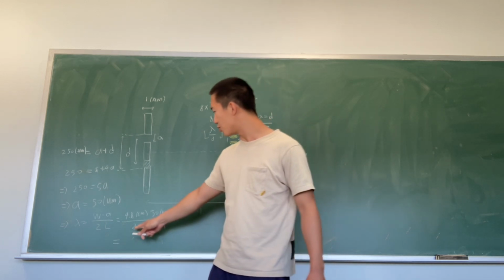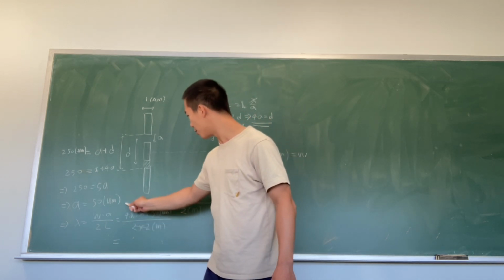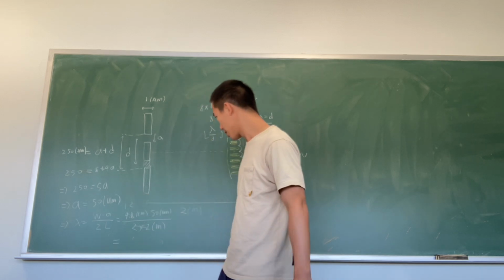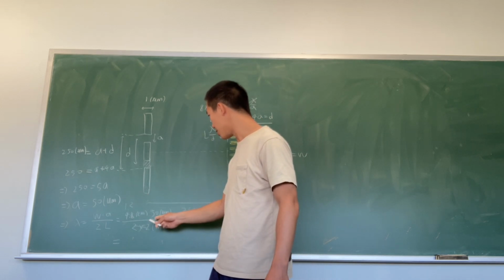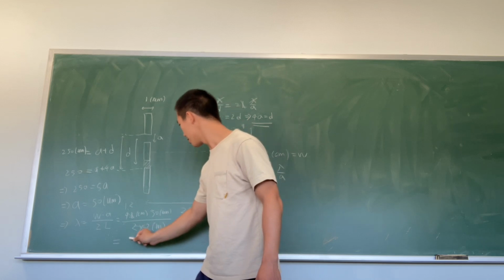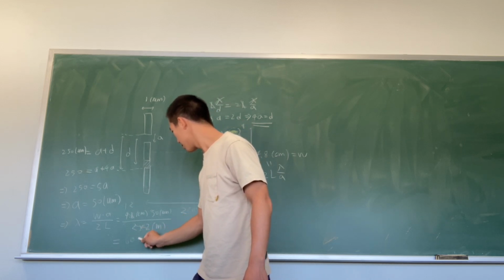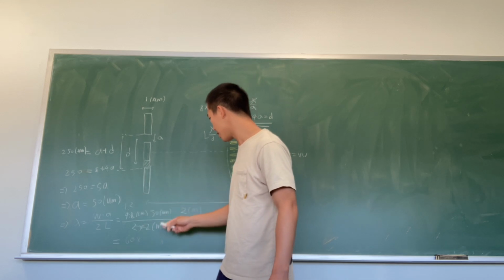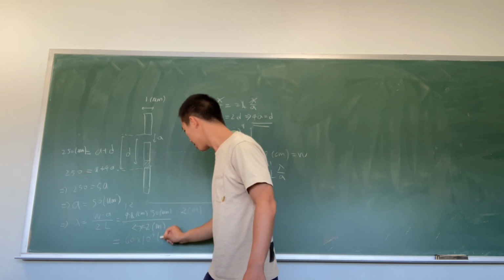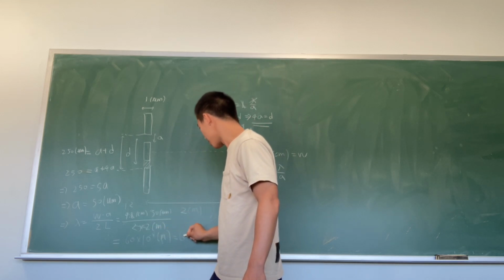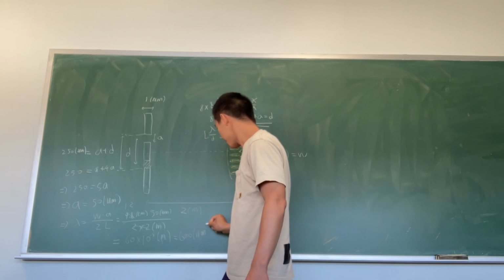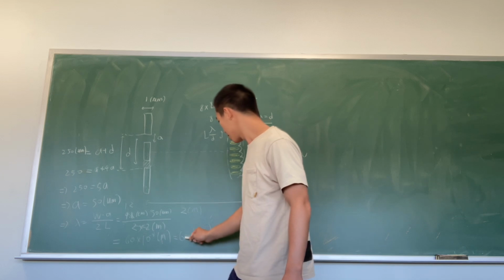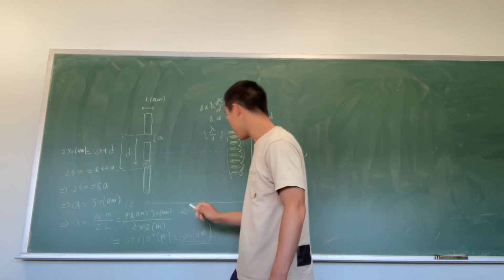So 2 times 2 is 4. That cancels the 4 as 1.2. And that times 50 will be 60. Then this is 10 to the minus 2, 10 to the minus 6, 10 to the minus 8 meter. So that will be 600 nanometer. So now I know the wavelength. This is the wavelength of the laser.